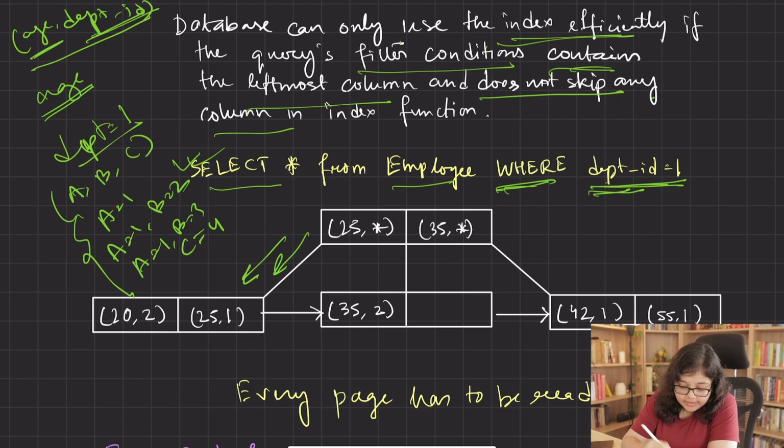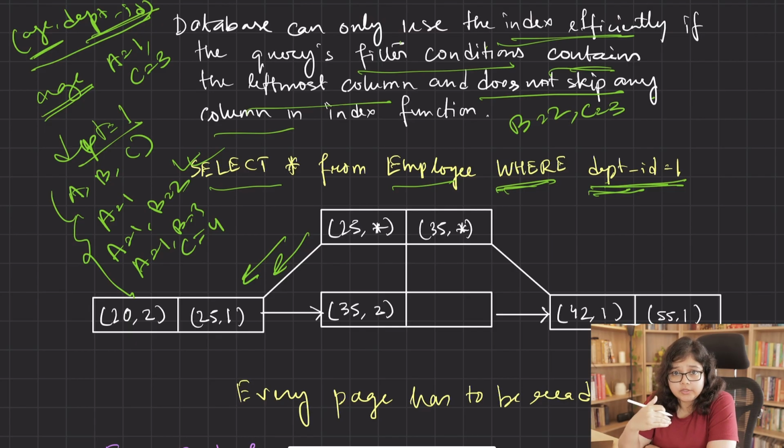But let's say we have A equals 1 and C equals 3. Here we are skipping the column B. Or let's say we have B equals 2 and C equals 3. Here we are skipping the column A. In such scenarios, the index will not be used efficiently.